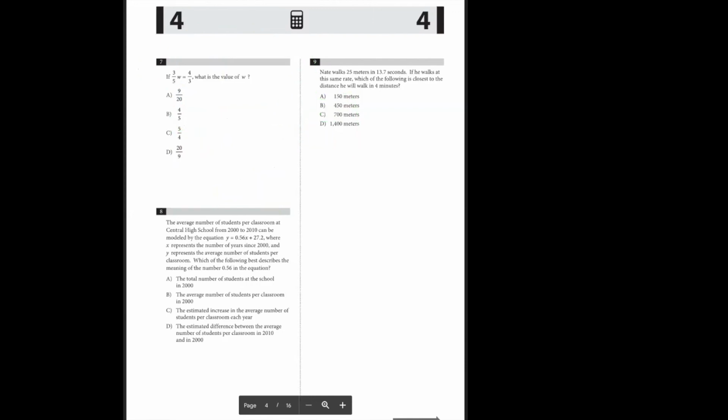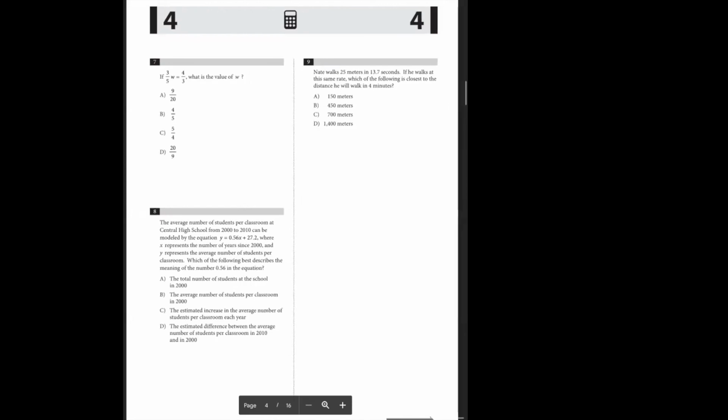If Nate walks 25 meters in 13.7 seconds, it's saying Nate walks 25 meters in 13.7 seconds. If he walks at the same rate, which of the following is closest to the distance he will walk in 4 minutes? So when I see this, I want to set up a proportion, because whenever you have 25 meters and 13.7 seconds and you're given something else, but you're trying to find what the meters is for another time, my mind automatically goes to proportions.